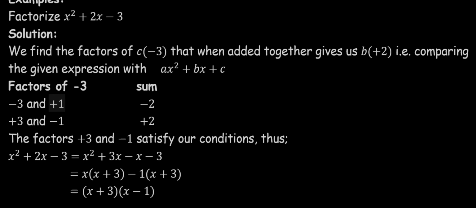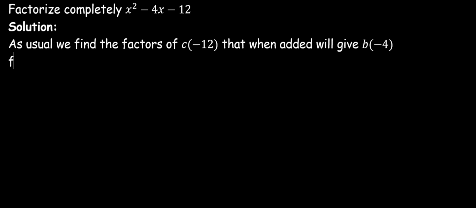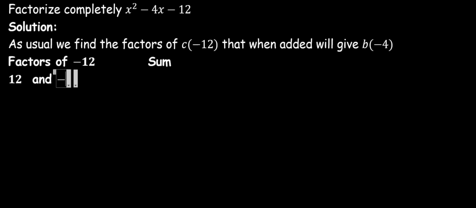Another example. Factorize completely s squared minus 4s minus 12. Solution. As usual, we find the factors of c, that here is minus 12, that when added will give us b. In this case, it is minus 4. We write it out. Factors of minus 12, then the sum. Let's start with 12 and minus 1. The summation of 12 and minus 1 is plus 11.